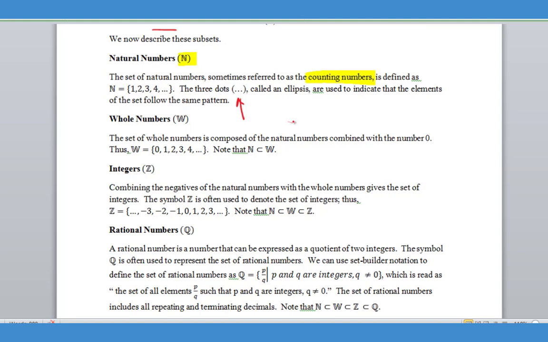Now, we move on to the whole numbers, and the whole numbers are all of the natural numbers, simply with the number 0 put at the front of that. So we will move into whole numbers. Now, whole numbers is one subset of real numbers that we use quite frequently.